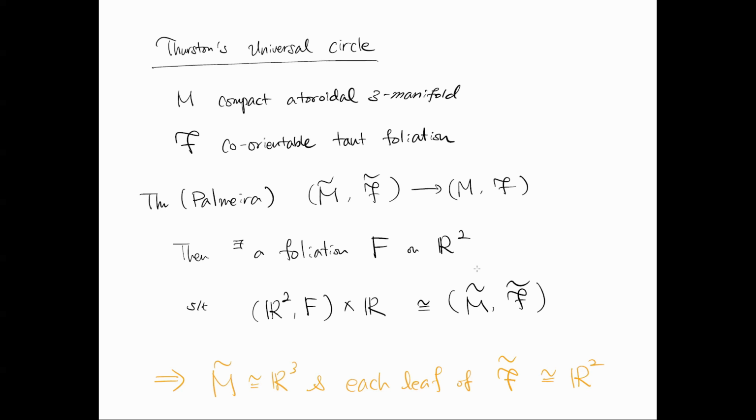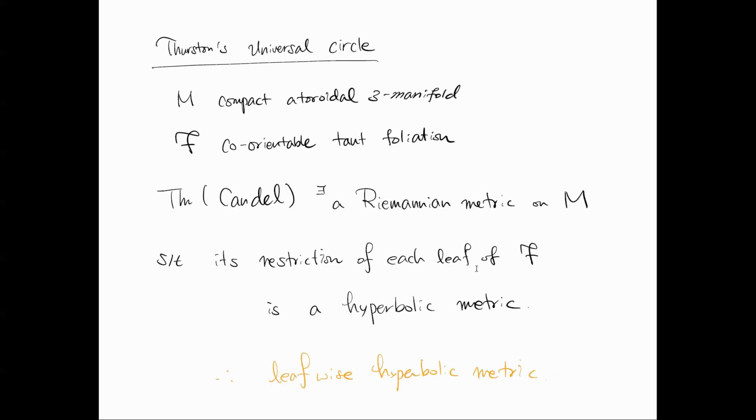All right, so that's one theorem. And the second theorem is Candel's theorem. That's the simultaneous uniformization theorem for these two-dimensional foliations. So in this setup, if you have an aspherical atoroidal closed 3-manifold M, and F is a co-oriented foliation again, then you have a Riemannian metric on M such that its restriction to each leaf of the foliation is a hyperbolic metric. So it's not a hyperbolic metric on M, but it's a leafwise hyperbolic metric.